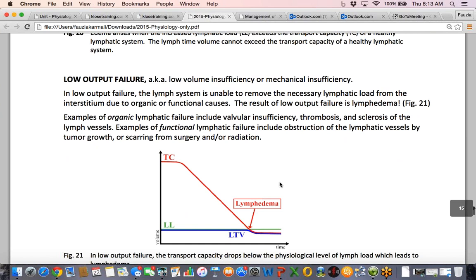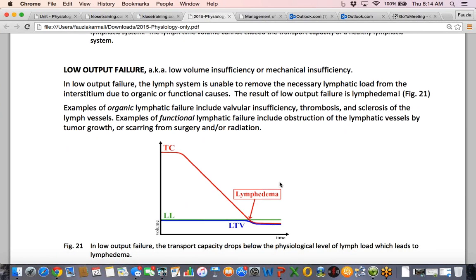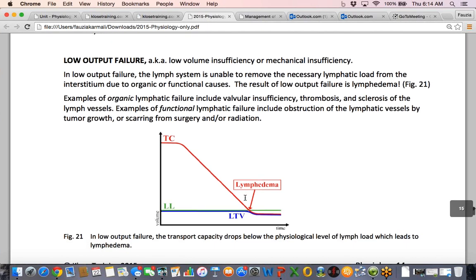So low output failure is one condition that happens in lymphedema, and that means if there's a problem with the lymphatic system, a failure, then the original transport capacity is going to be lowered, and whatever lymph is in the system is going to overload it because your initial transport capacity has gone down, and you're going to end up with lymphatic vessels being overloaded and lymphedema.